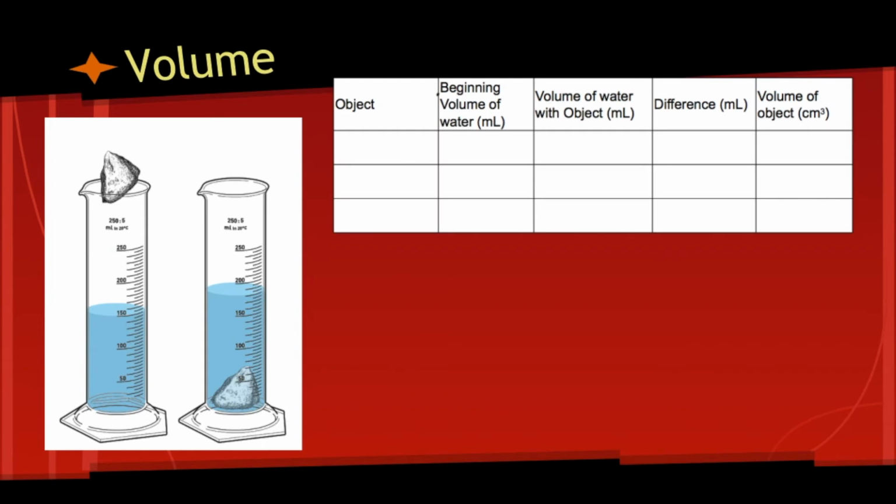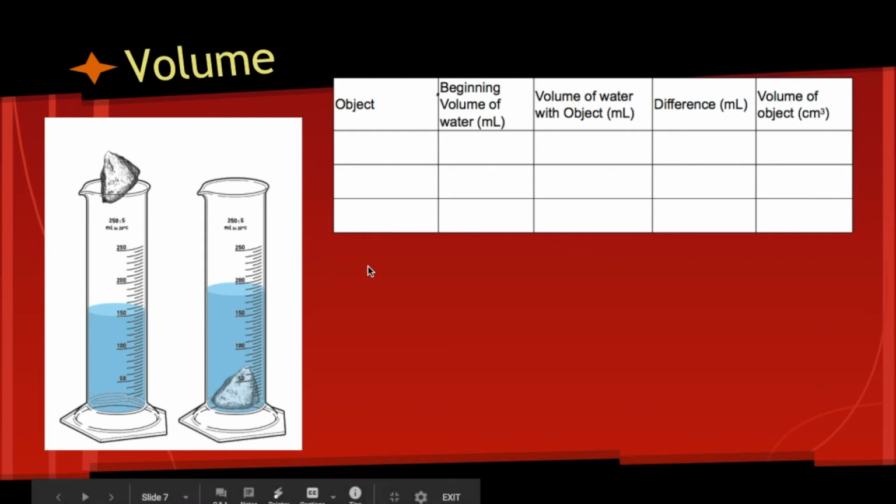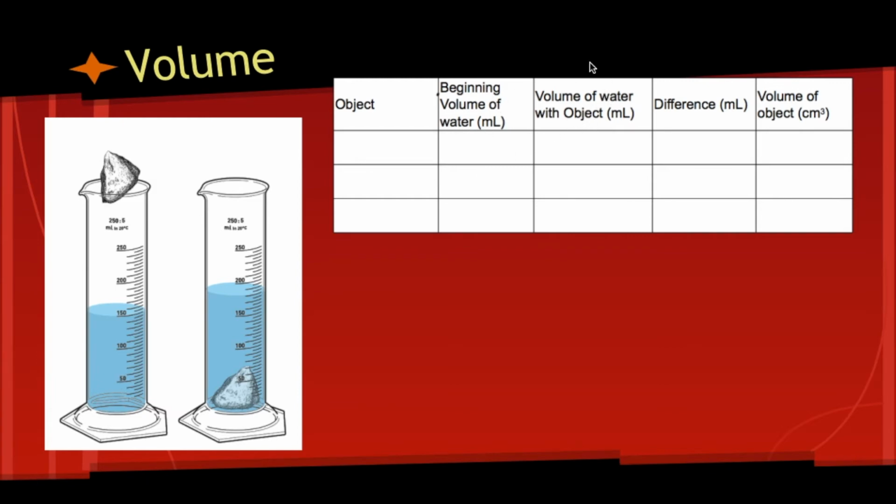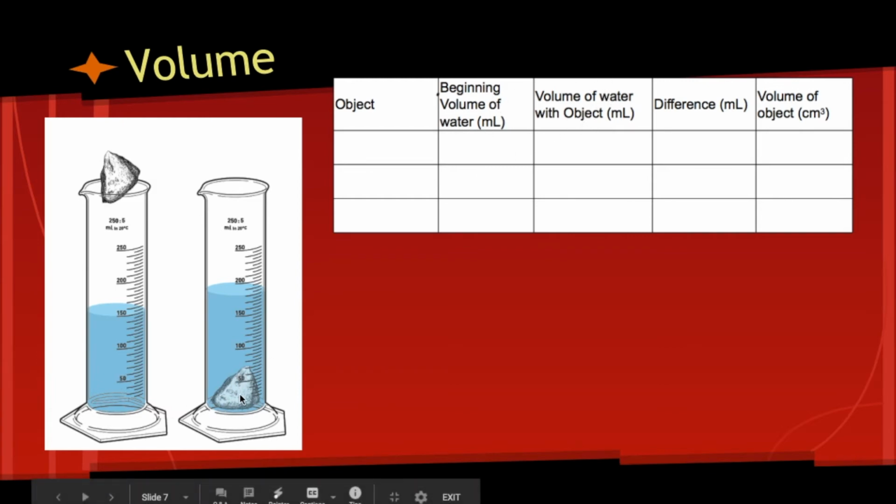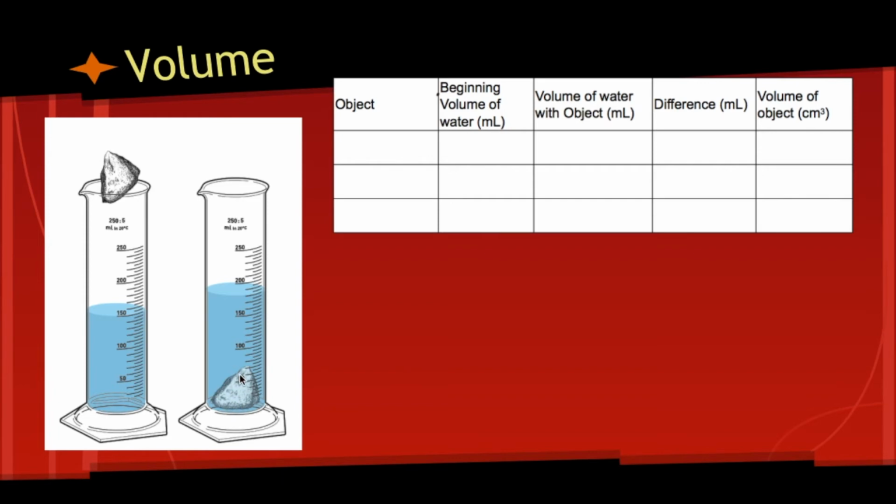So here you have two graduated cylinders, one that shows that the milliliter value is at 150. Then you're going to drop in this irregular shaped object, say this rock, and after you have measured that initial volume, you're then going to calculate the volume of the water with the object. So beginning volume, volume with. Now this item is all the way submerged, and you can see that from 150 it increased to, looks like, 180 as our milliliter value. So you had 150, 180.